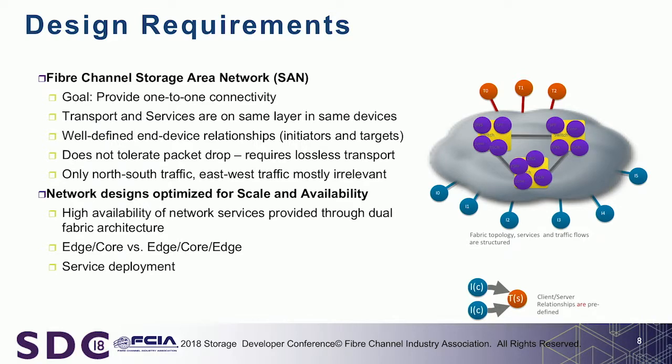Some of the design requirements for Fibre Channel that provide that one-to-one connectivity: the transport and the services layers are on the same layer. There's a well-defined role for each device. You have initiators and targets. It does not tolerate packet drop, meaning that the fabric does not intentionally drop packets if it gets in a congestion condition. And there's really only north-south traffic, meaning that there's really only traffic between the initiators and targets. The targets don't usually talk to each other, and the initiators don't usually talk to each other.